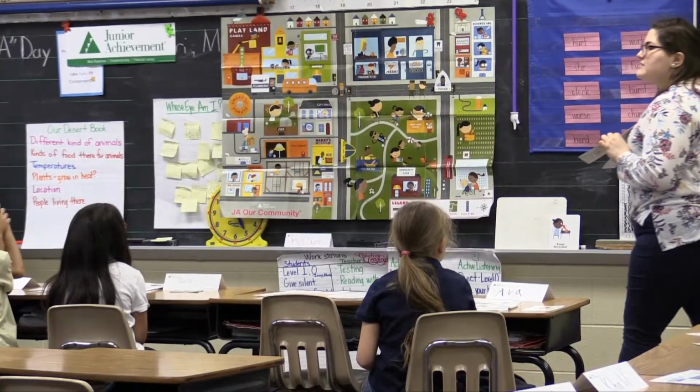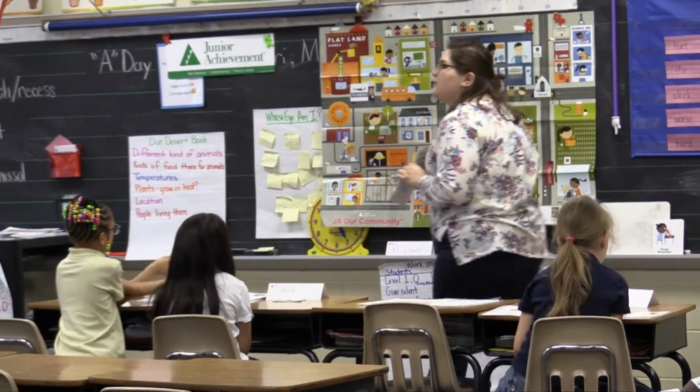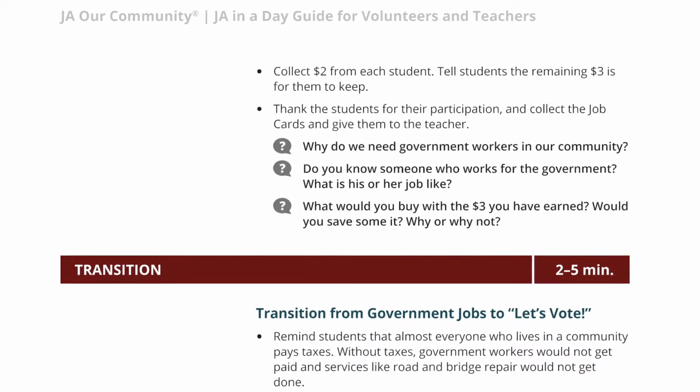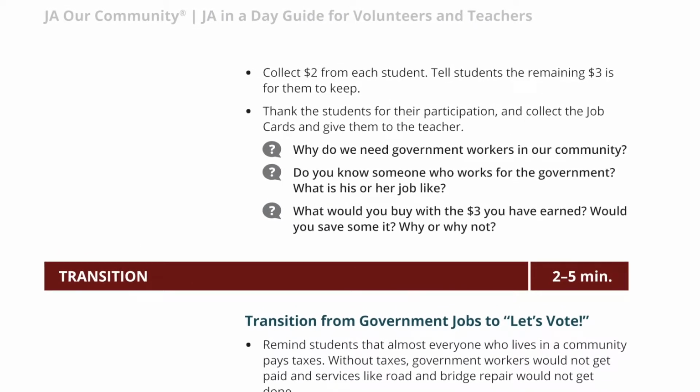Transition to Session 4 by letting students know that next they will make a decision to help their school community. Use the questions in your volunteer guide to have a brief discussion with the class about good decision making.